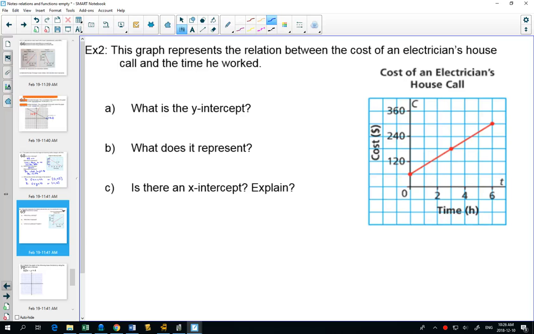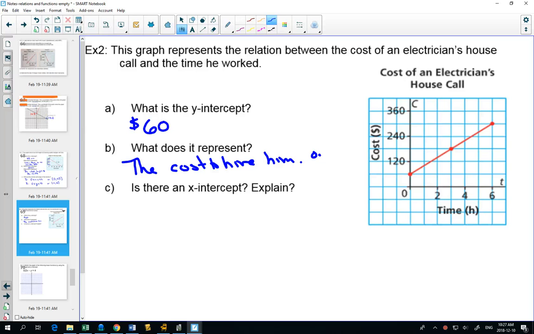What's the y-intercept? That's $60. What does it represent? What would you call that? Cost to hire him? The cost to hire him? Sure. The base cost that you pay, the service call cost. Sometimes they call it that when you get a bill.